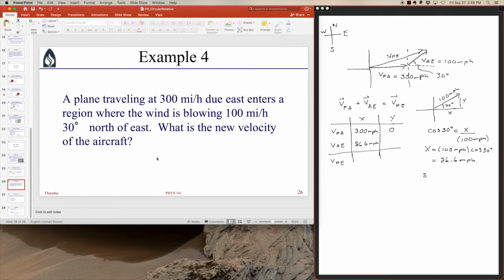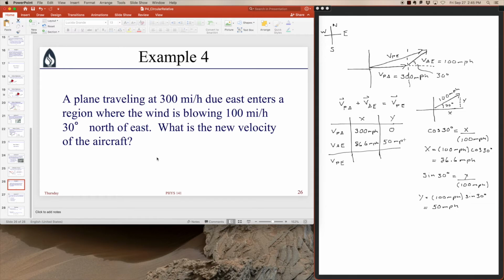The sine of 30 degrees is going to be opposite over hypotenuse. So that means my y component will be 100 miles per hour times the sine of 30, and that will give me an amount which is 50 miles per hour. So then I can put that into my table as well, and yes, that's in the positive y direction. It's 50 miles per hour.